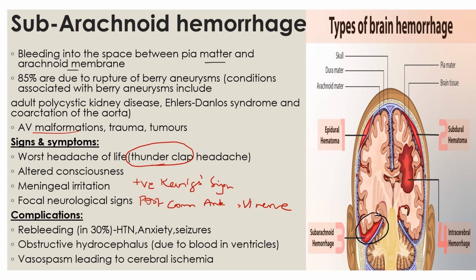If this is not treated timely, complications can occur like rebleeding, which occurs mostly in patients with hypertension, anxiety, and seizures. The patient can also develop obstructive hydrocephalus due to blood in the ventricles and vasospasm, leading to cerebral ischemia.